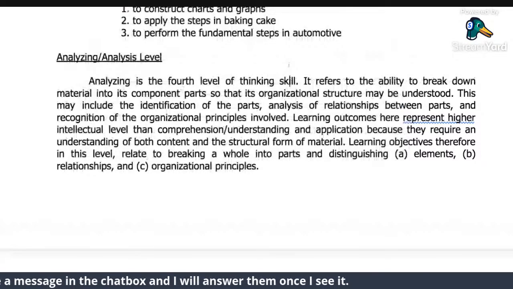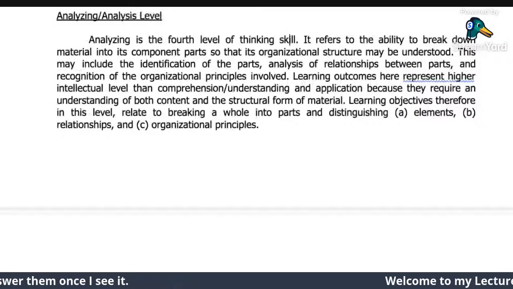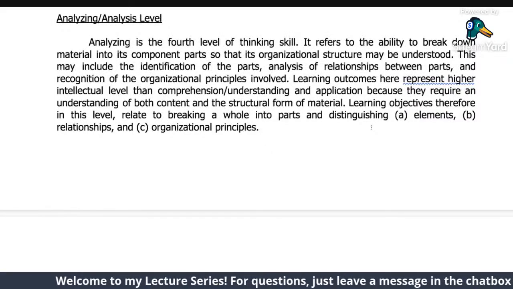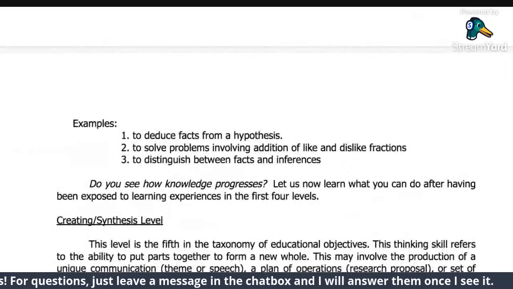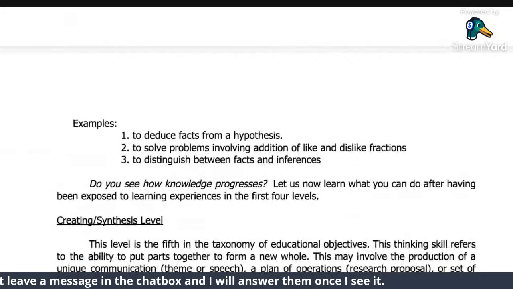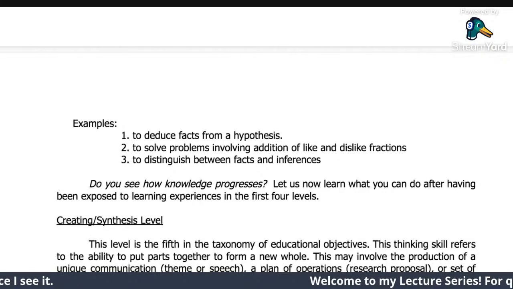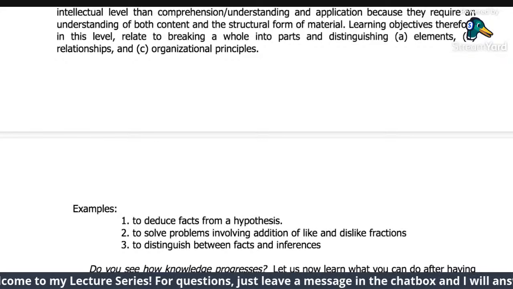This is not just merely applying what you have already learned, it involves analysis, like breaking a whole into parts and distinguishing, like what it says here, elements, relationships, and organizational principles. An example is to deduce facts from a hypothesis. So for you to be able to deduce facts from a hypothesis, it requires analysis, breaking that hypothesis into pieces and then making relationships or organizational principles.